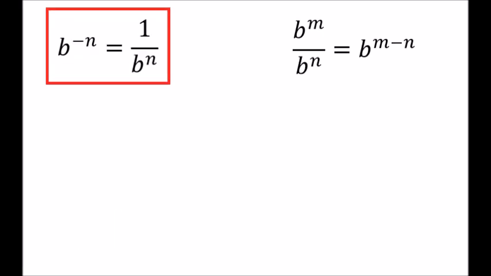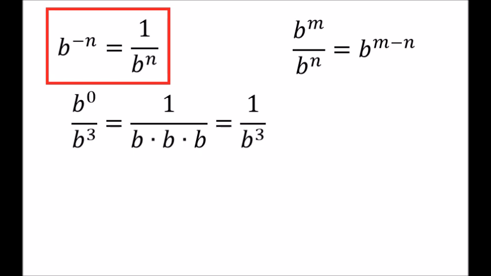How about this rule? Any base b raised to a negative power is equal to 1 over b to that same power, positive. To demonstrate why this is true, we will use the same rule involving quotients, as seen in the top right-hand corner. We just saw that b to the 0 equals 1.